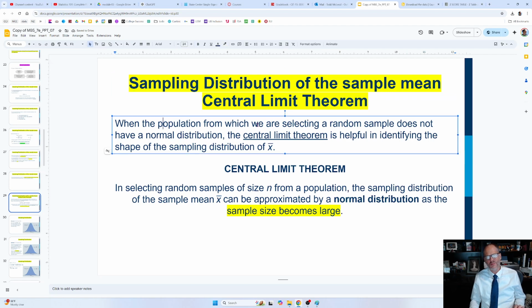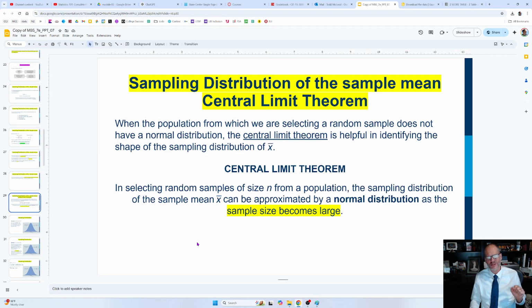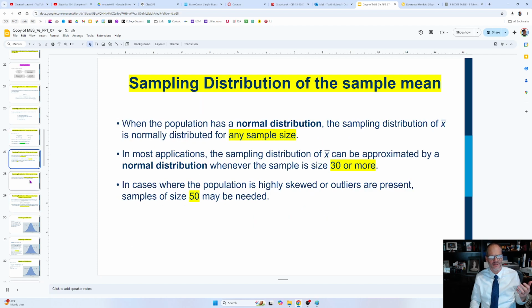When the population from which we are selecting a random sample does not have a normal distribution, the central limit theorem is helpful in identifying the shape of the sampling distribution of the sample mean. The central limit theorem says that in selecting random samples of size n from a population, the sampling distribution of the sample mean can be approximated by a normal distribution as the sample size becomes large. And we saw what that approximation is: 30 or more, or if it's skewed, 50 or more.